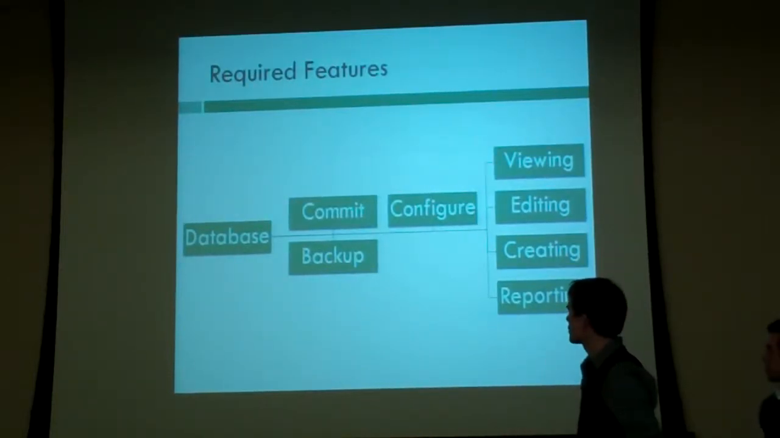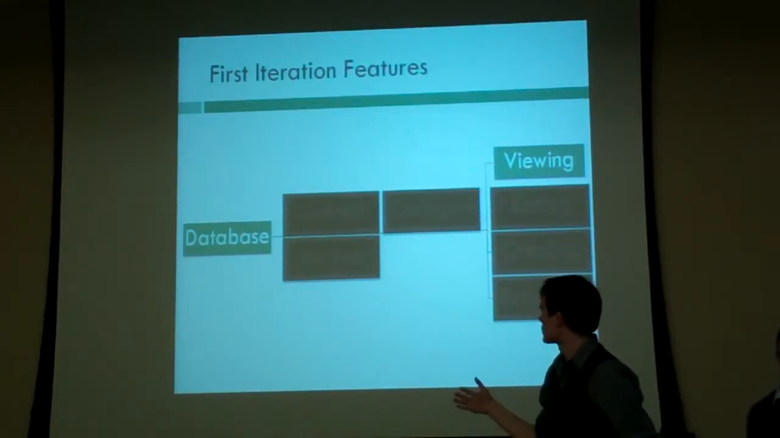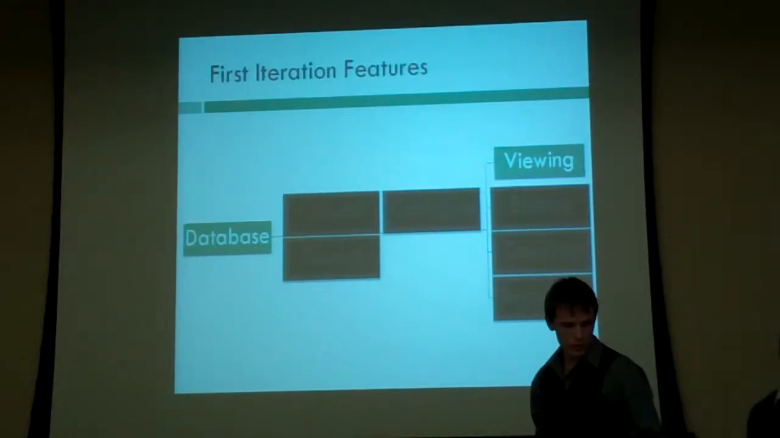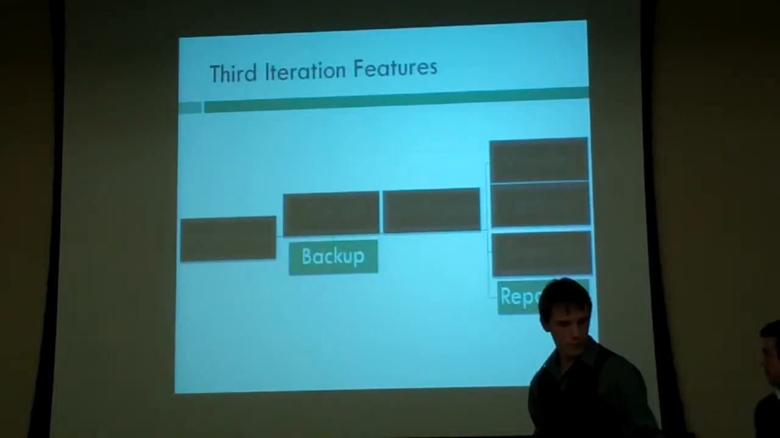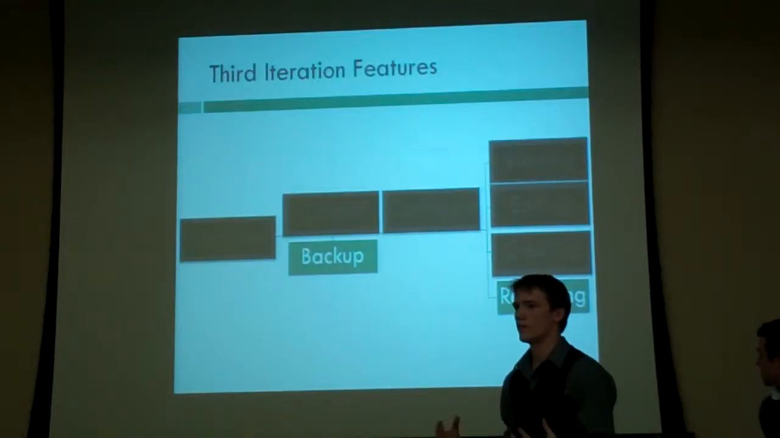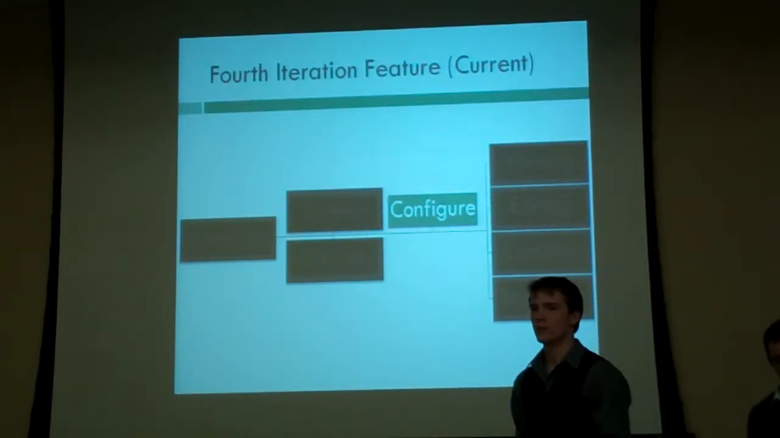These are the required features for our project. For the first iteration, we were tasked with creating the database as well as a prototype GUI for viewing any information that was stored in it. The second iteration, we added features to create students and edit current student objects, as well as commit the changes made there to the database. For the third iteration, we had backing up the database completely, as well as any files that have been attached to the students, and implement some form of reporting. And for the fourth iteration, we just had configuring and polishing up anything that was left.